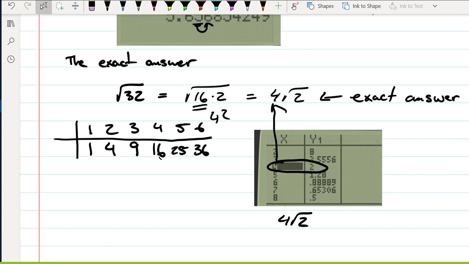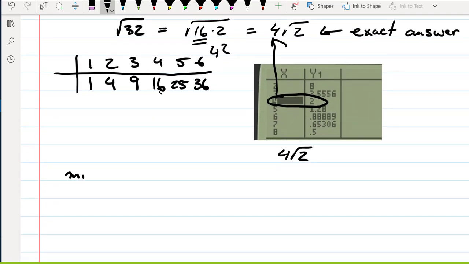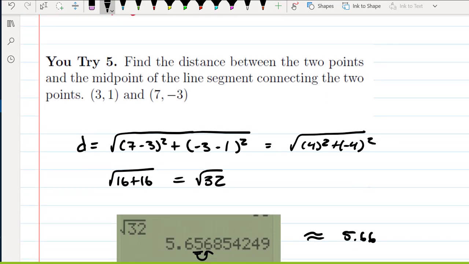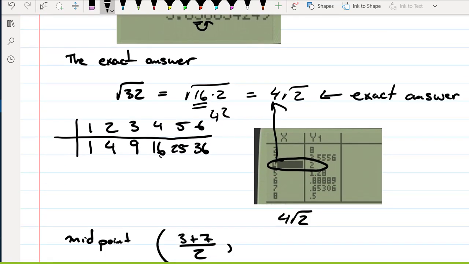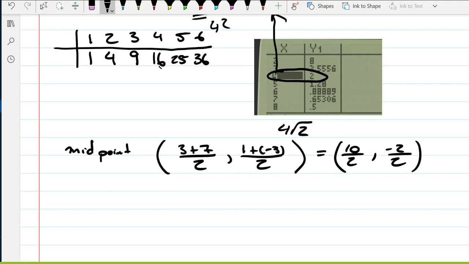So lastly, to finish up, we need to find the midpoint. So we have our midpoint is going to be 3 plus 7 over 2, comma, and then we get our y values, which are 1 and negative 3. So that's going to be 1 plus negative 3 over 2. So that's 10 over 2. 1 plus negative 3 is negative 2 over 2. So we get 5 and negative 1. So that would be the midpoint between those 2 points.